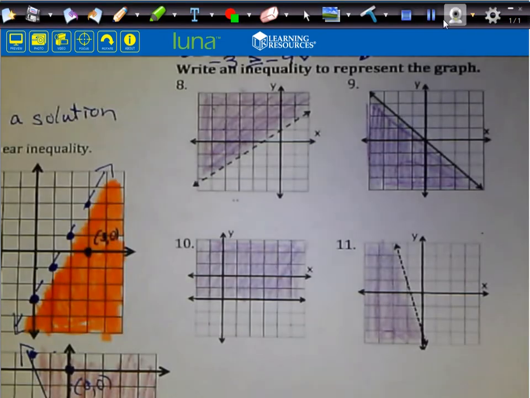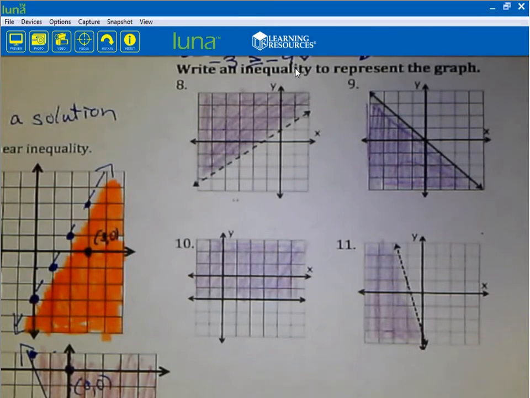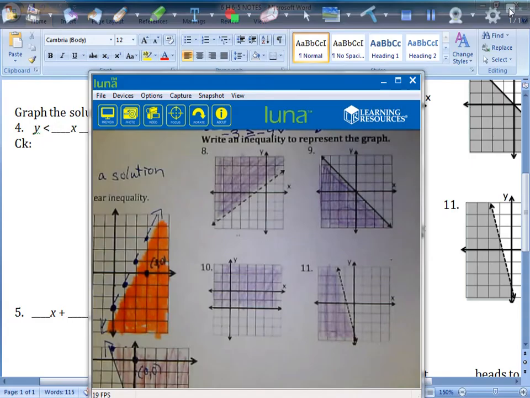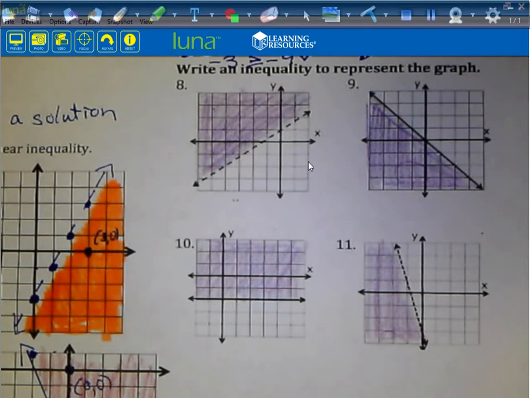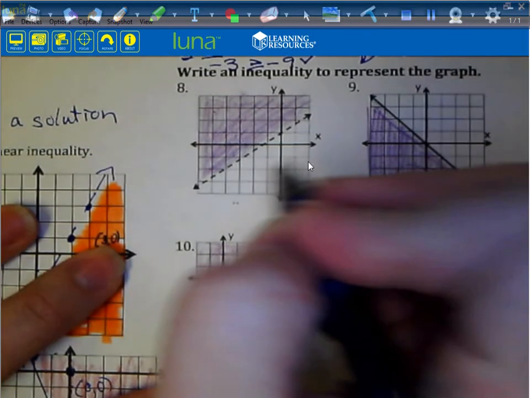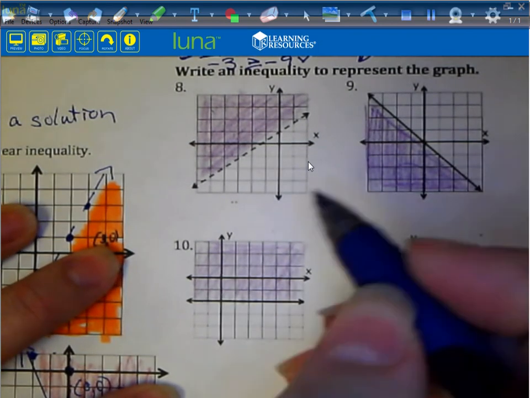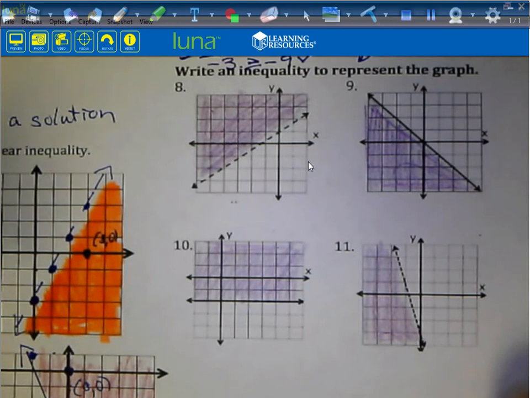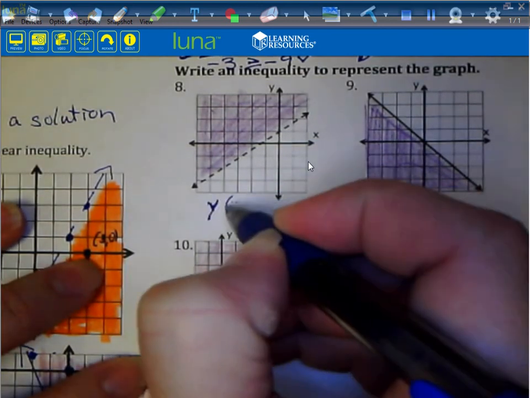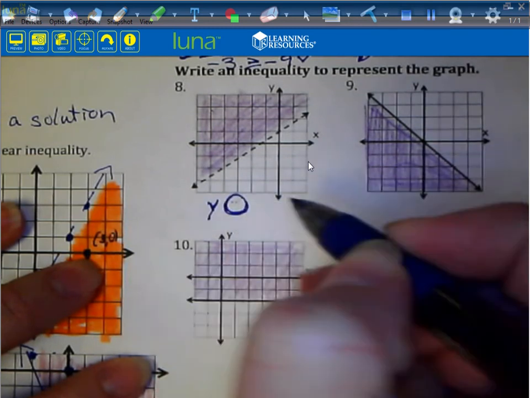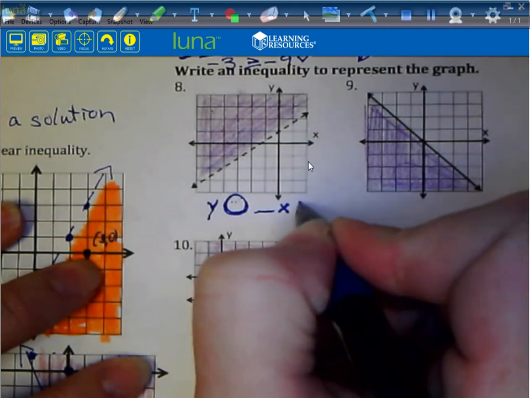Alright, starting with number 8, we're just going to be writing an inequality to represent the graph. So I want you to go ahead and write out the basic foundation for the inequality, and then we're going to come back and fill in the blanks. So you know that you have to get it in y equals mx plus b, or slope-intercept form. So I want you to write y, and then put a circle for your inequality sign, and then blank x plus blank.